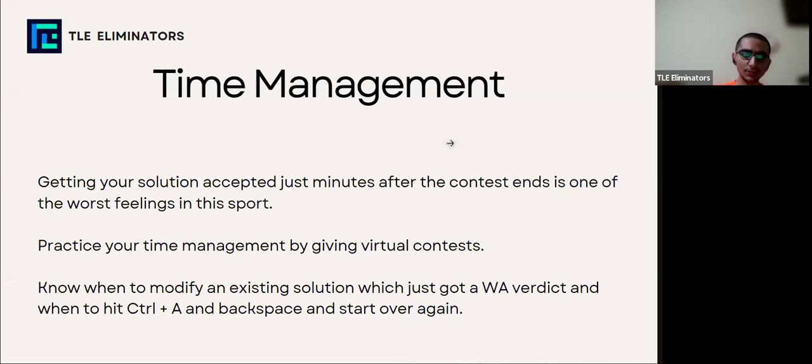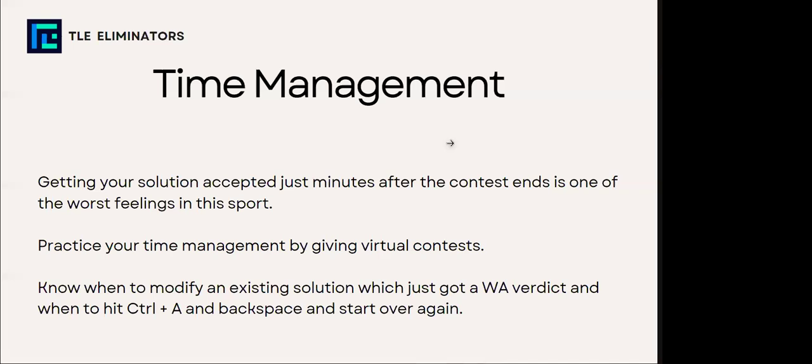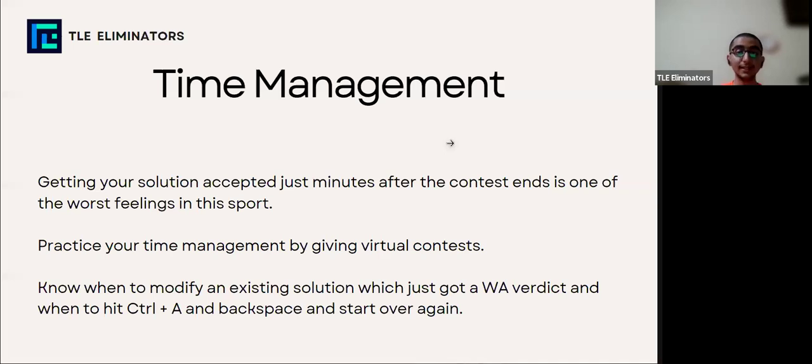Now, it may happen that your logic was almost correct, you just missed the edge case, but the sheer pressure of getting a wrong answer on test 1 on div 2A or wrong answer on test 2, especially on div 2A, is very huge. So, in that case, time management becomes more important because now you have to make an important decision. Do you go back to your approach and try to debug it, or do you just hit Control A backspace, remove all the code, and start coding again? So this is a very important decision that you need to make.